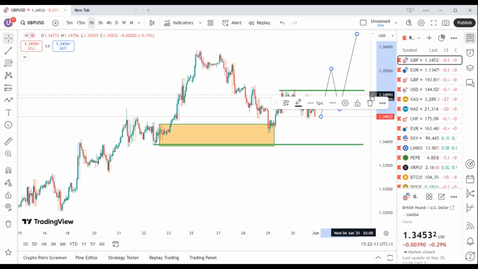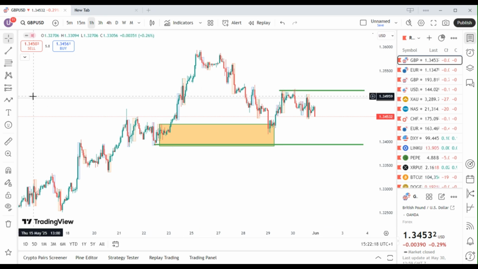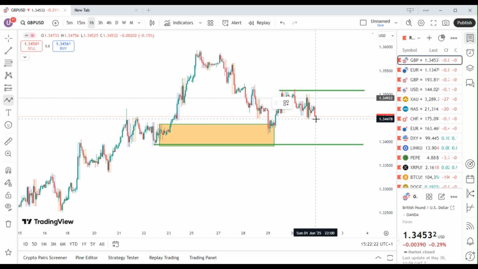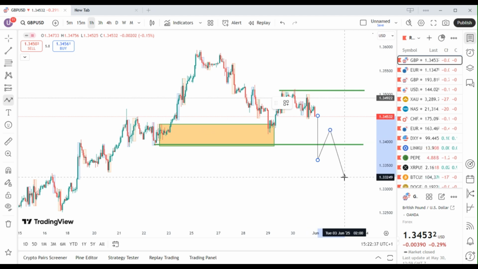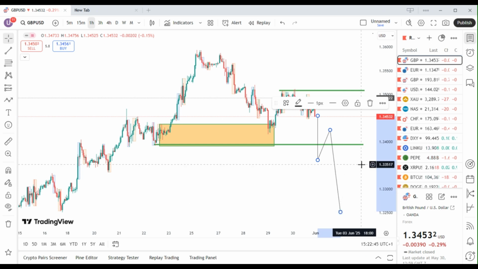But if for any reason price fails to break up and close above this zone, and decides to close and break below this zone, that means price wants to trade bearish before going bullish. Then we'll wait for a pullback and take it to the next support level, probably at this zone. So that's our take on Gbpusd.